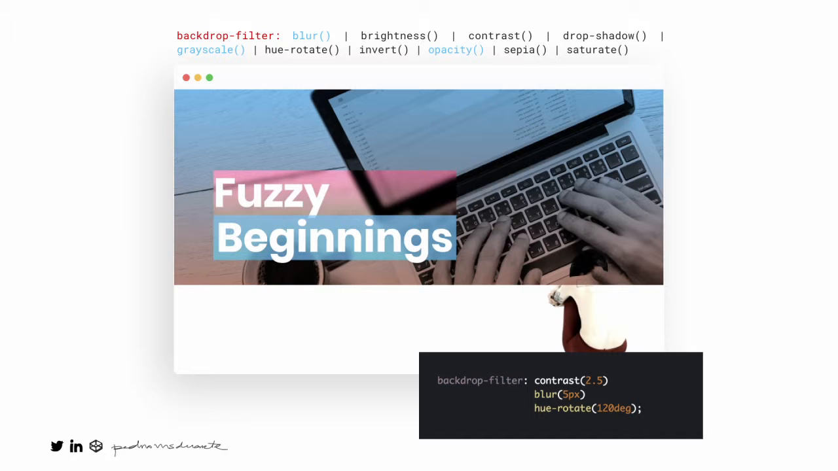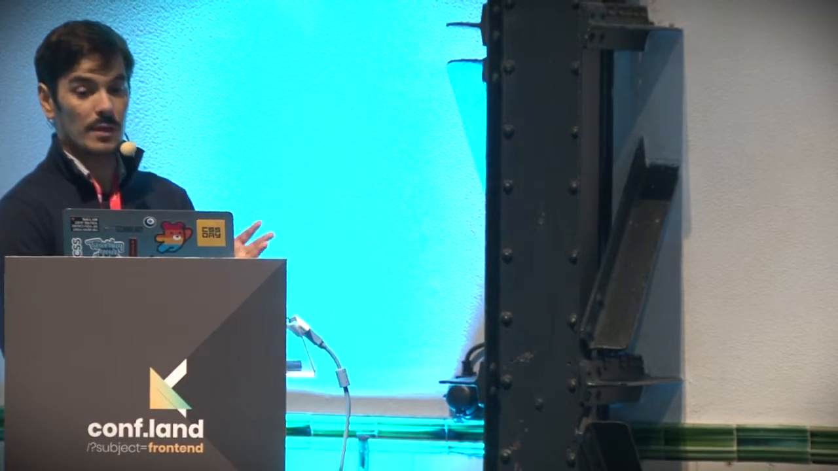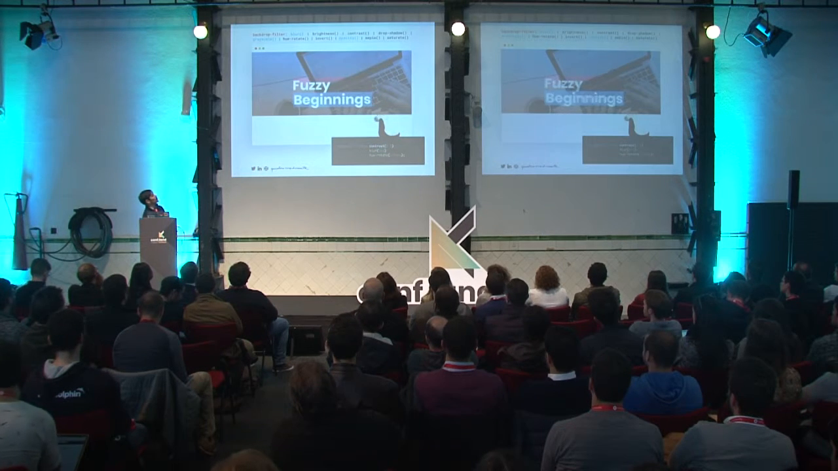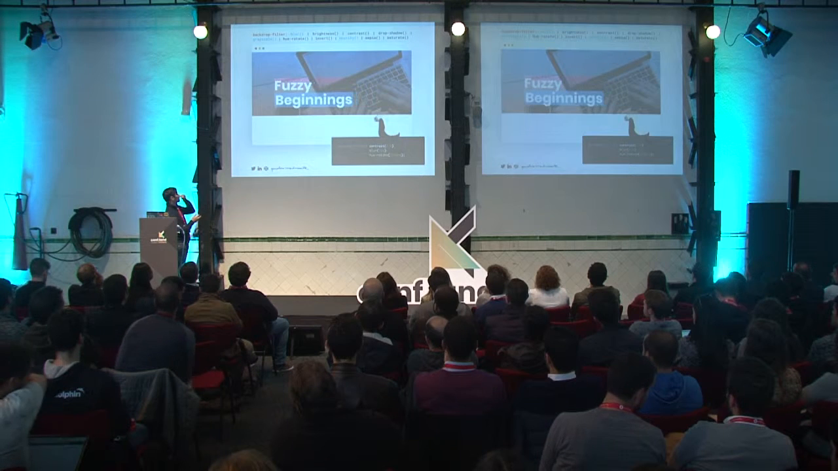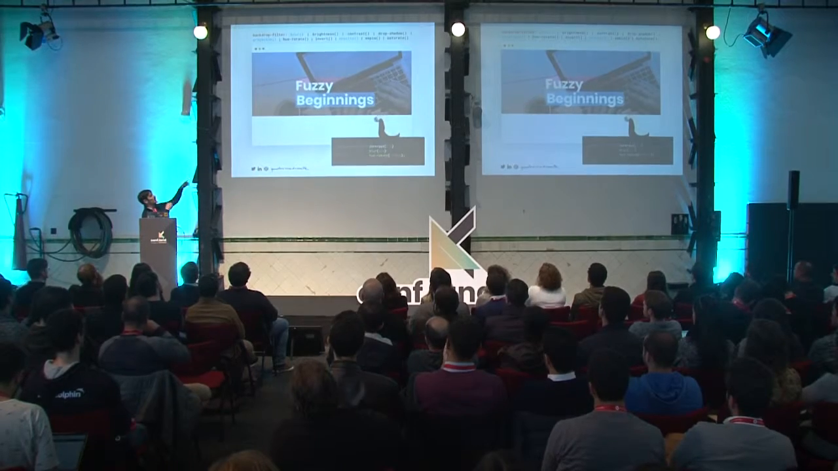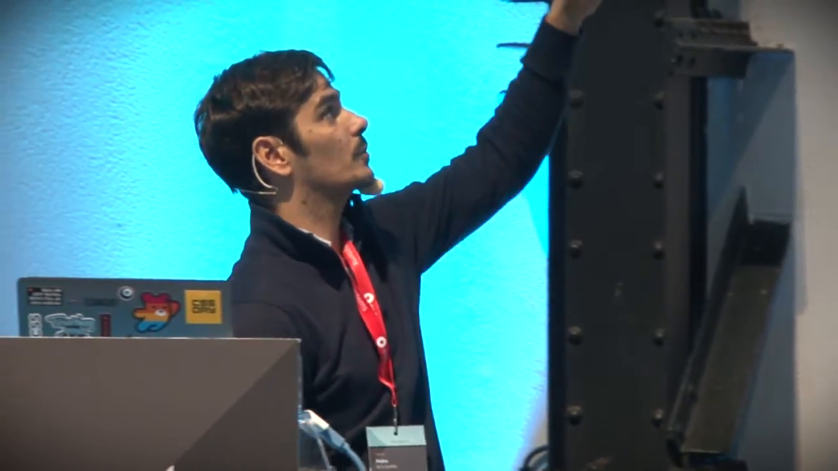The backdrop filter, as I told you in the beginning, is an experimental technology, and basically it gives an effect on the background where it's shown. I don't know if you can see, but the pink color is actually applying a contrast, a blur, and a hue rotate to that color.